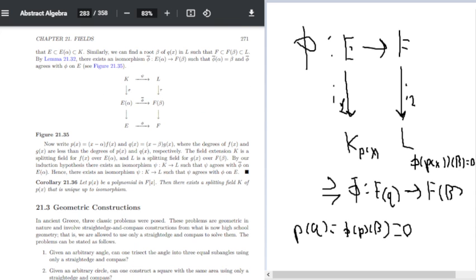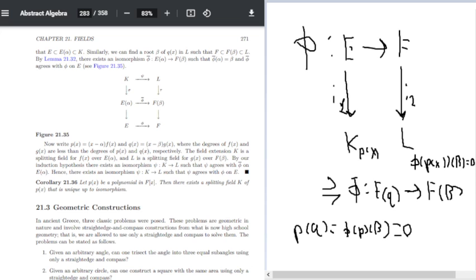Now write p(x) equal to (x minus alpha) f(x), and q(x) equal to (x minus beta) g(x), where the degrees of f(x) and g(x) are less than the degrees of p(x) and q(x) respectively. The field extension K is a splitting field for f(x) over E(alpha), and L is a splitting field for g(x) over F(beta).